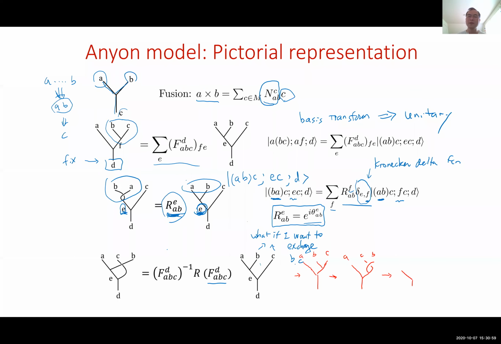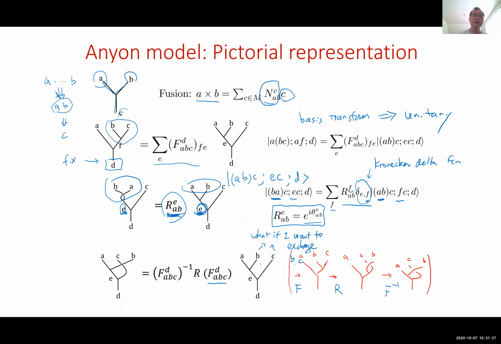Okay, and you can see, I'm just drawing this as a picture. I first do the F. So I bring B and C so that they are fused to a particle F. Then I do the R to exchange them, and I do the inverse. Okay, so that's a basis transformation.